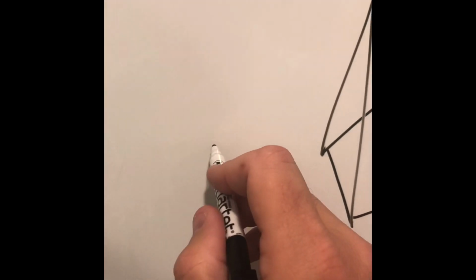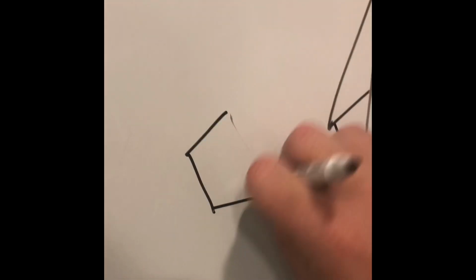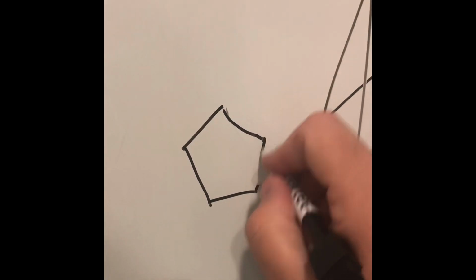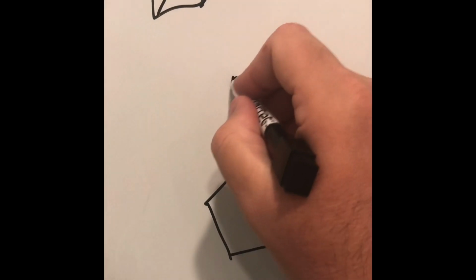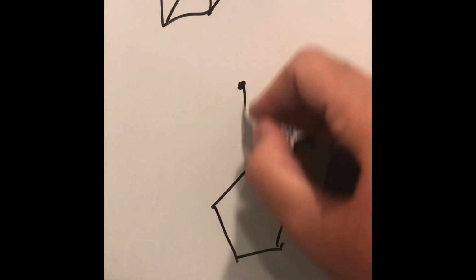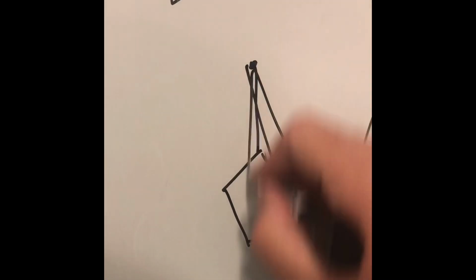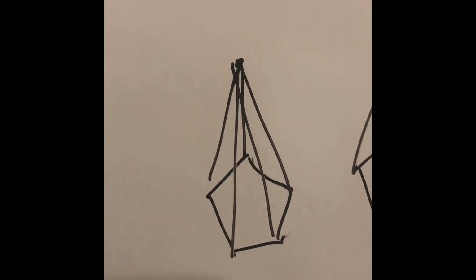For a pyramid, draw your, in this case, pentagon, put a dot above, and then from that dot, all you do is connect the dots to each vertex and you get your pyramid, okay?